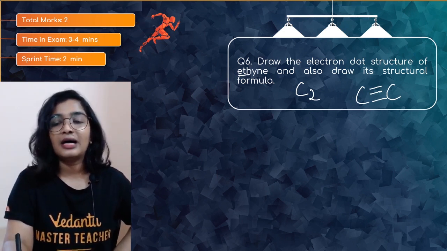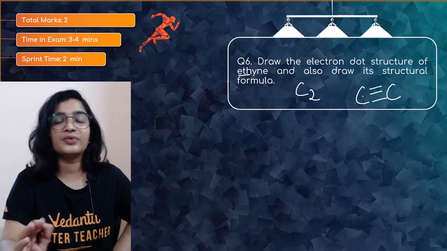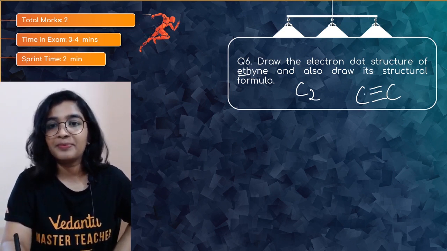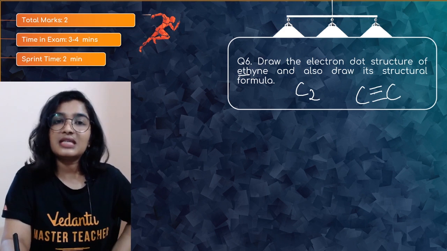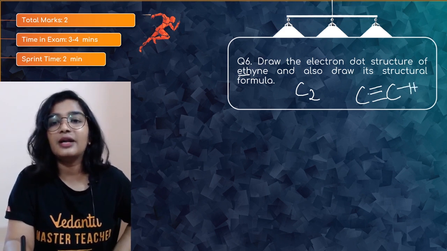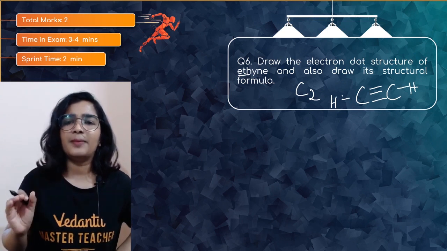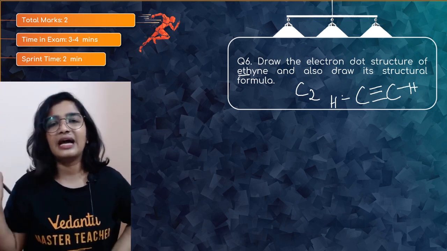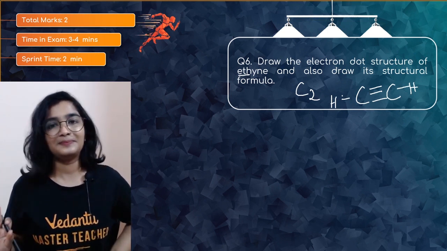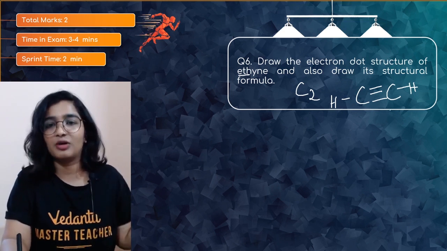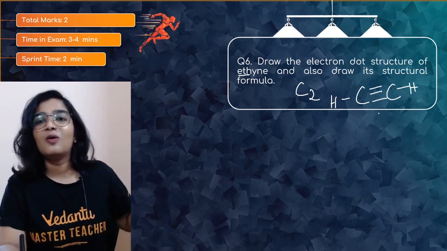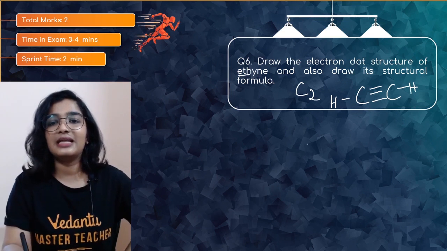Now I have written the carbon atoms and the bonding between them. But the valency of the carbon is not satisfied. So what I'll do? I'll add hydrogen. Always, in any given carbon compound, if its valence is not satisfied, add hydrogen. That's how it is. Now we have the structural formula. All we have to do is write its electron dot structure.